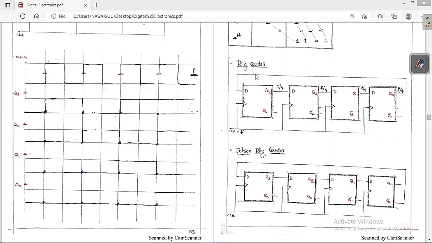Let me tell you about the ring counter. This is a very important concept about the ring counter and the Johnson ring counter. Ring counter means very simple. You can say this is the D flip-flop, D flip-flop, D flip-flop and D flip-flop. Let me assume there are 4 bits, so there is D0, D1, D2, D3, and Q0, Q1, Q2, Q3. These are Q0 bar, Q1 bar, Q2 bar and Q3 bar. So I have given input like this. Q3 is given to D3's neighbor, Q2 is given to D2's neighbor, and Q1 is given to D0.